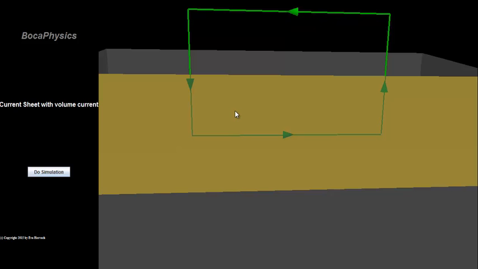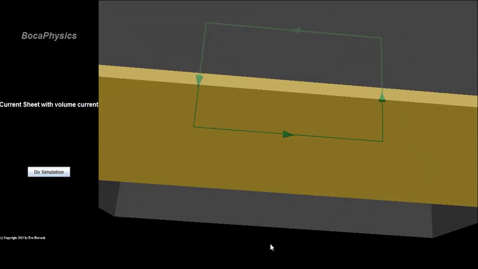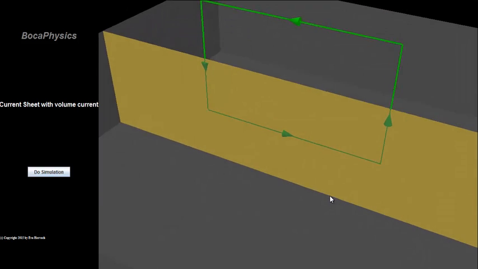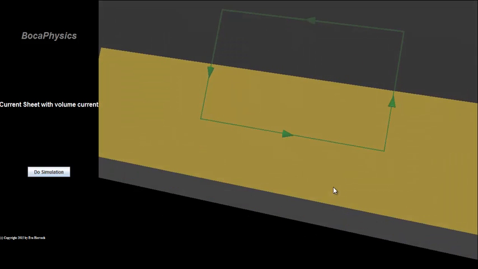We conclude that the magnetic field B has magnitude mu naught JA above the current sheet and is directed to the left. Likewise, it has magnitude mu naught JA below the current sheet but is directed to the right there. The remarkable feature is that the magnetic field is uniform above the current sheet and is uniform below it.